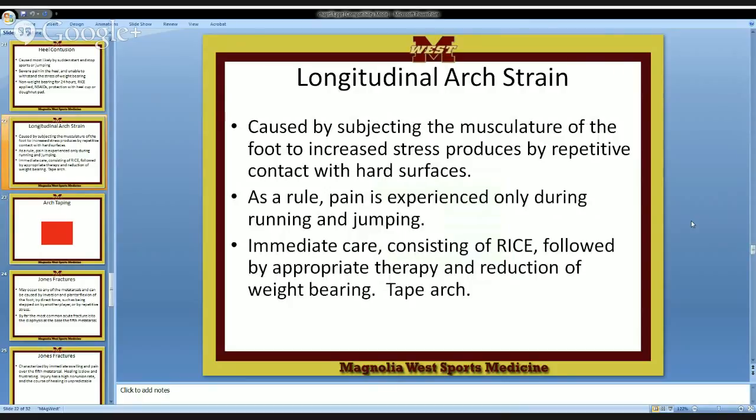Longitudinal arch strain. We talked about your longitudinal arch, right? This is medial and lateral. Very good. Now, when you step down off of a table or off the taping table, two things happen to your foot. What are they? It gets wider, and it gets longer.